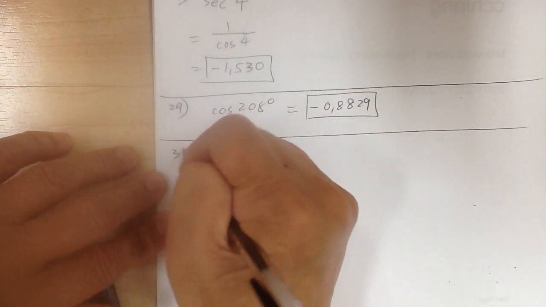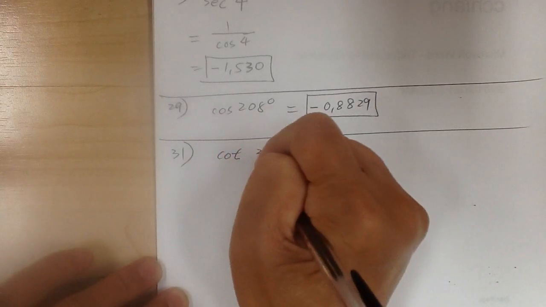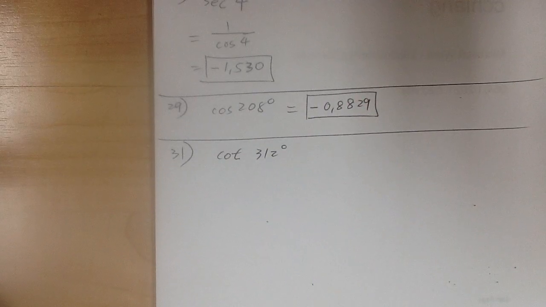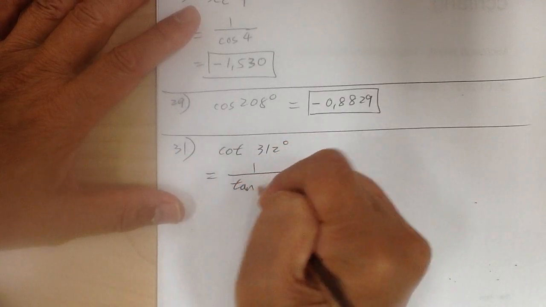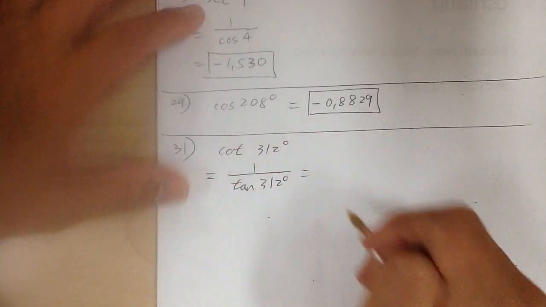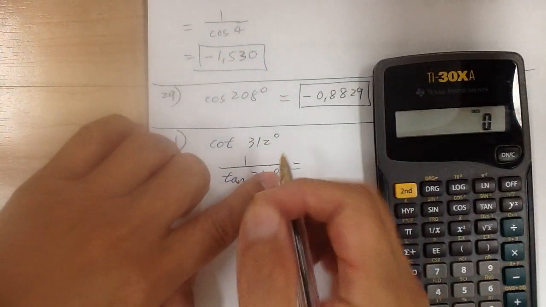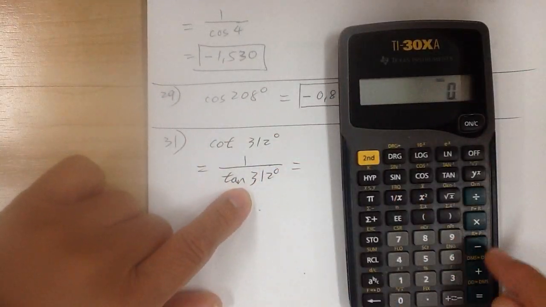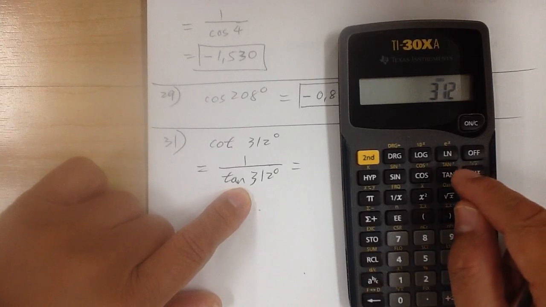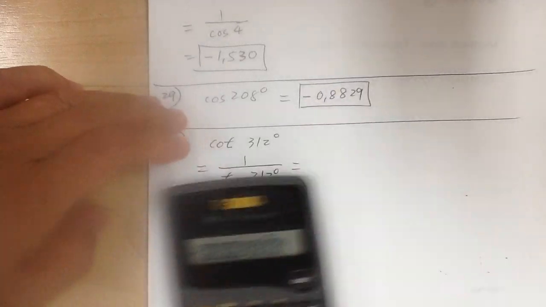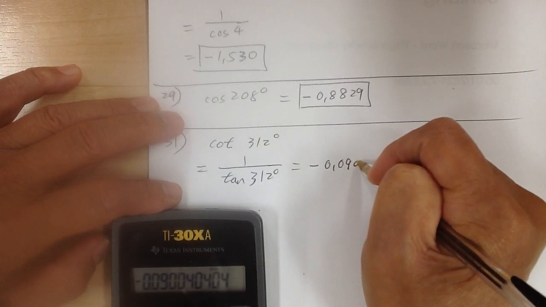Let's go to 31. You've got cotangent of 312 degrees. Again, there's no cotangent over here, so first you have to convert it into 1 over tangent of 312 degrees. From here, make sure it's in the degree mode because this is degrees. So go ahead, 1 divided by 312 degree tangent, equal, so equal negative 0.09004.